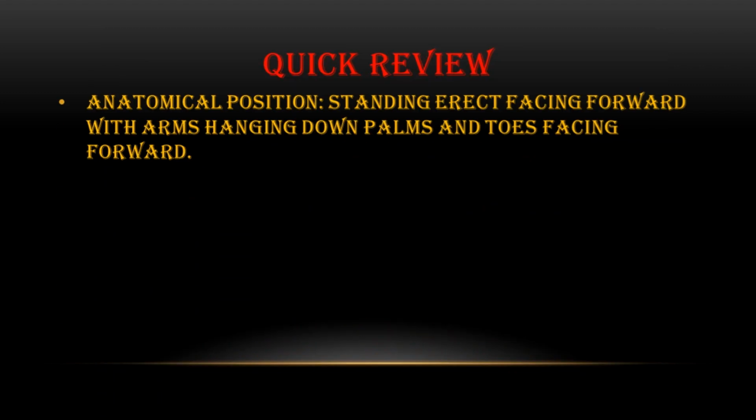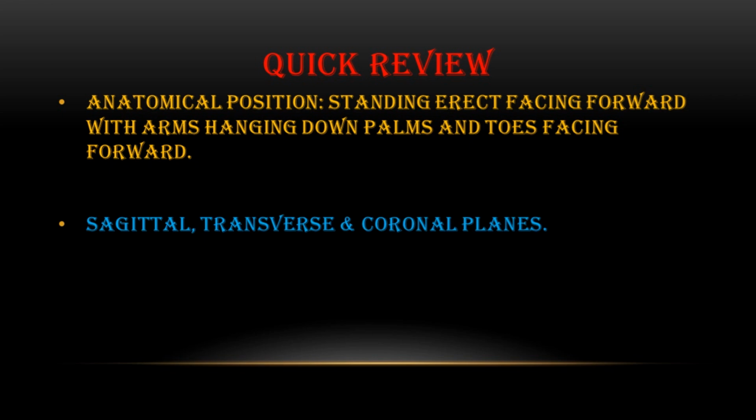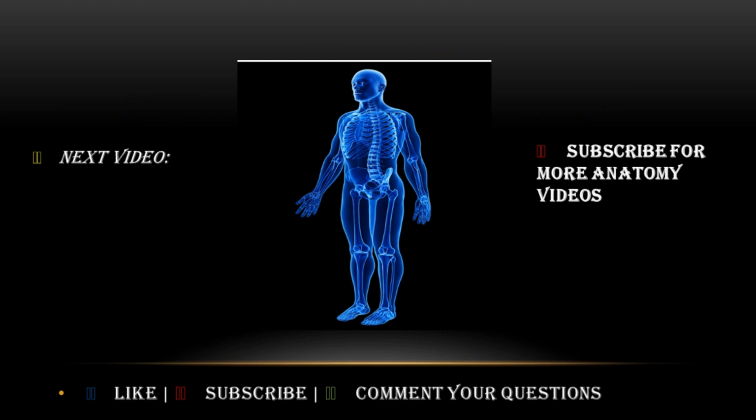Here is a quick review. We have discussed the normal anatomical position of the body. It says a body is standing erect, facing forward, with arms hanging down, palms and toes facing forward. We have also covered the anatomical planes: the sagittal, transverse, and coronal planes. So we have covered the anatomical planes of the body. Hopefully that will be useful and you will remember what they mean when you hear them.